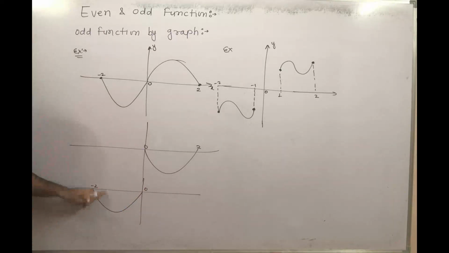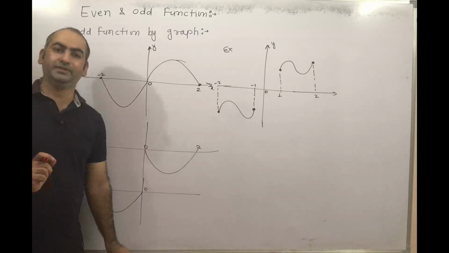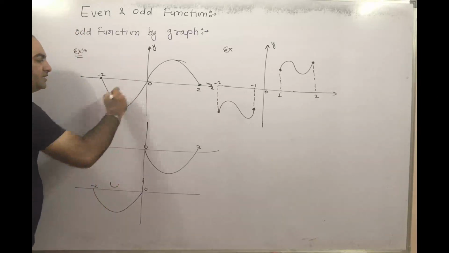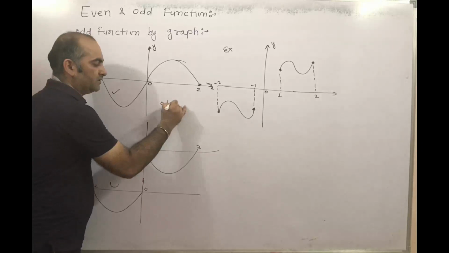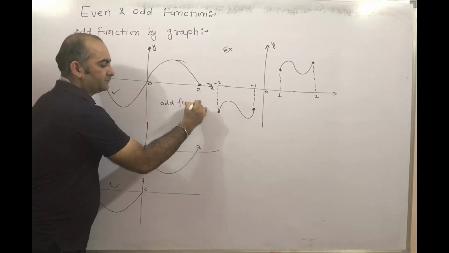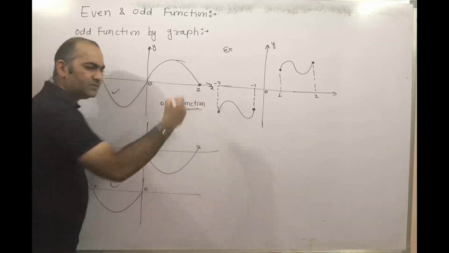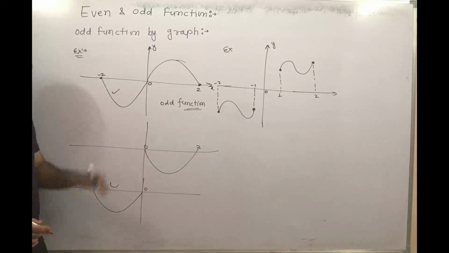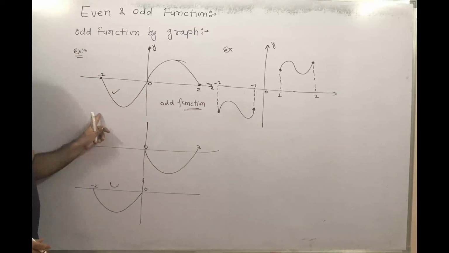Now you can check this graph and this graph, whether these 2 graphs coincide or not. Yes, they coincide. So we can say this is an odd function. By this way we can find out whether a graph is an odd function or not.